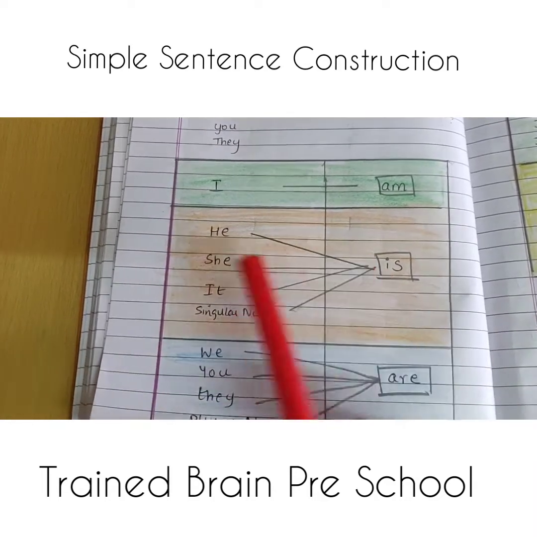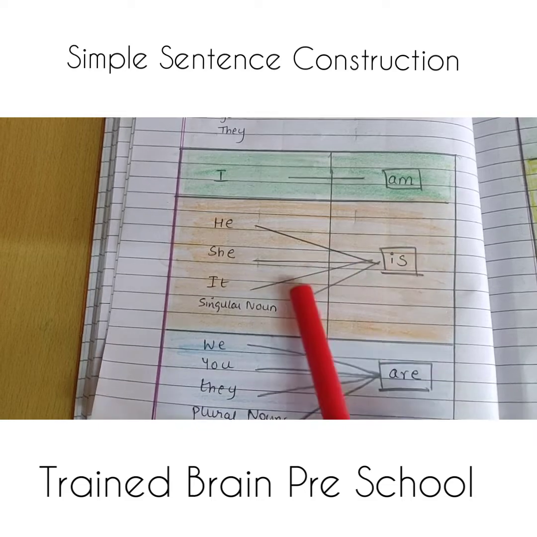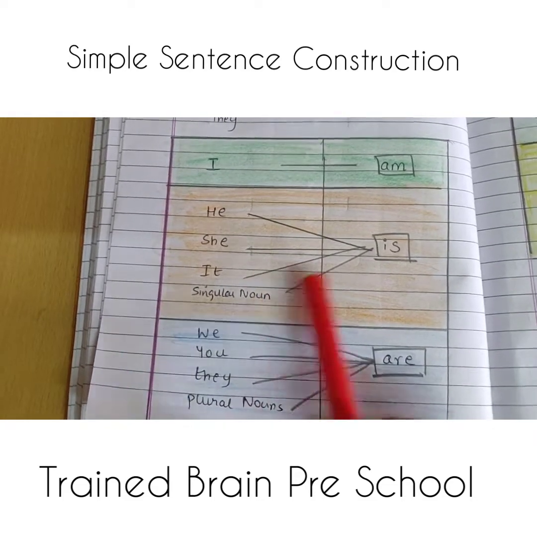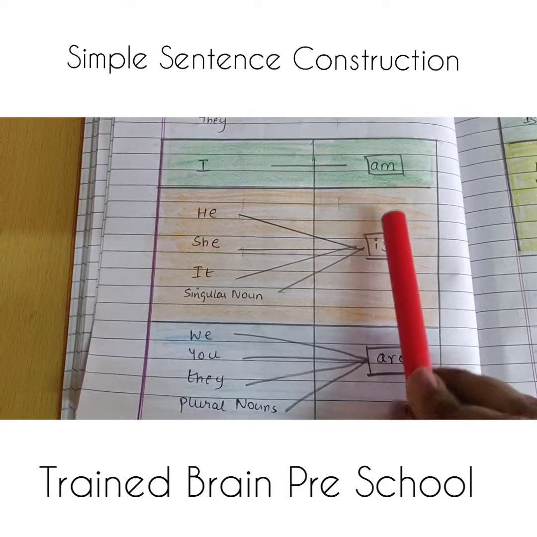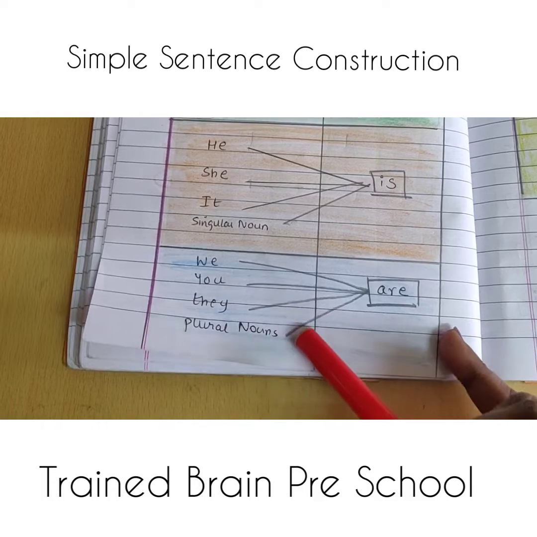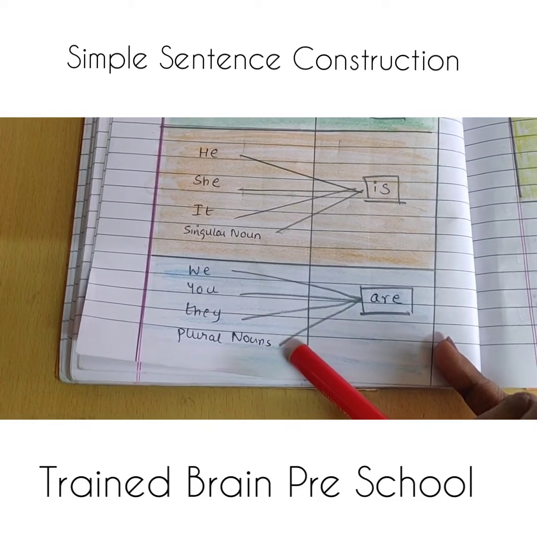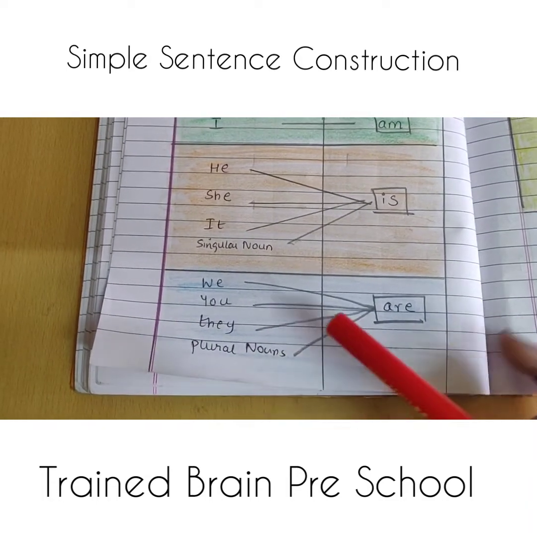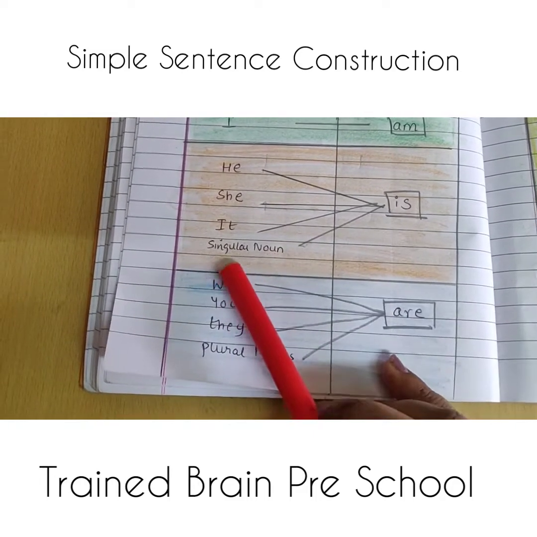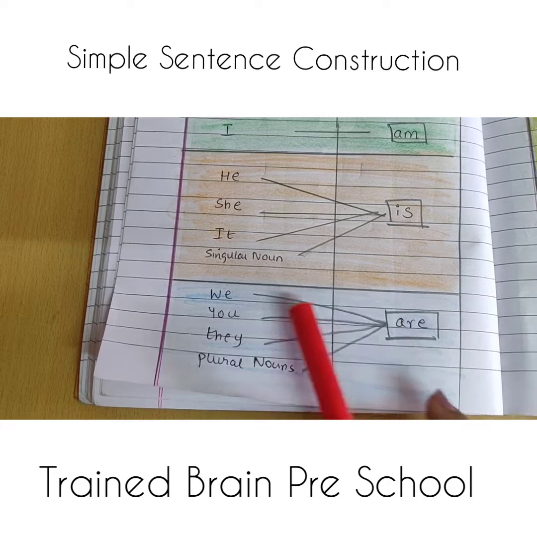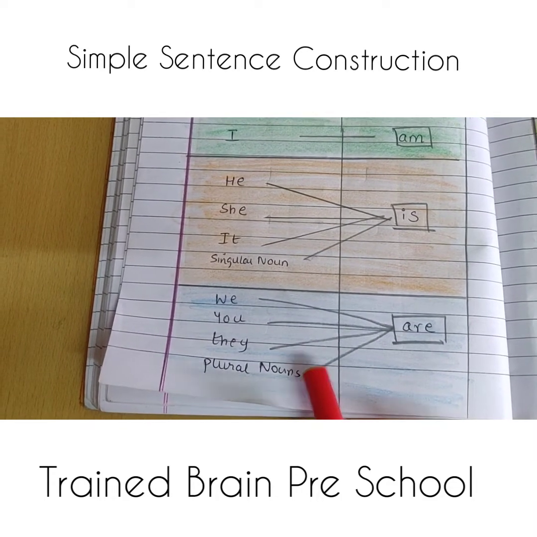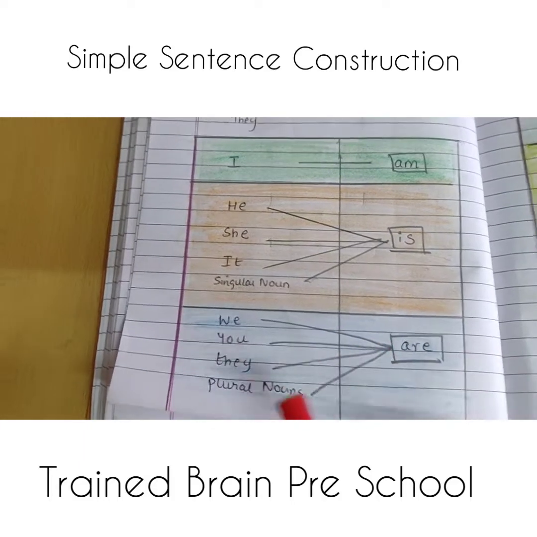How do we read it then? He is, she is, it is, and then probably I can take a word called Ishan. Ishan is. So this is how we got to read them. And when we have words like we, you, they, or any kind of plural nouns like cats or rats or mats, we use something called as are. So how do we read them together? We are, you are, they are, and then cats are. So this is very important.